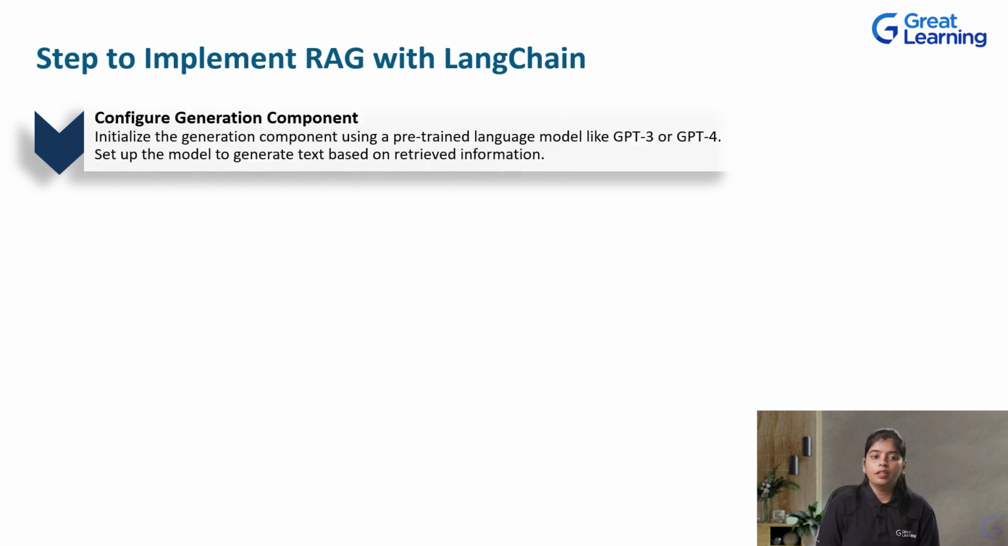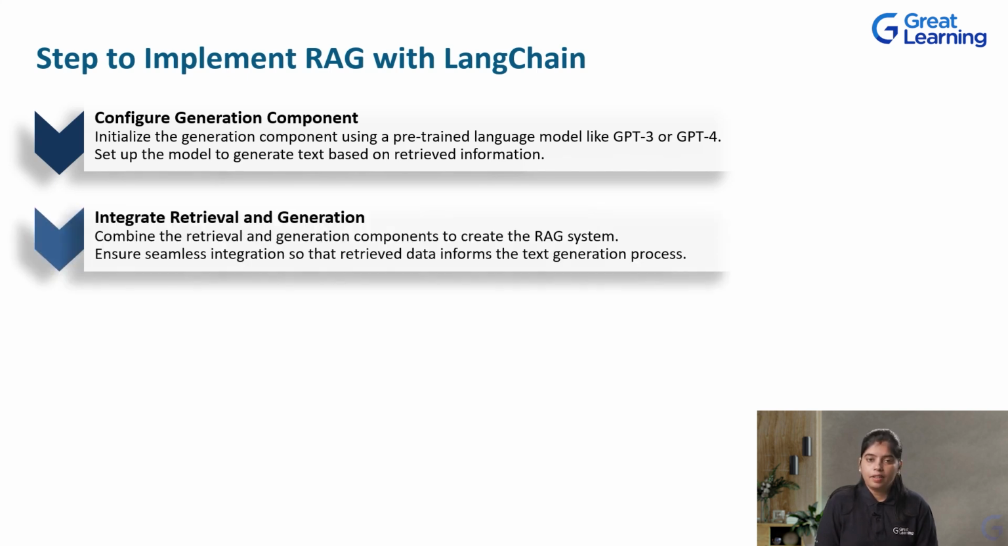And then configure the generation component. After retrieval, of course, the generation component will be there. So you have to initialize that component using a pre-trained language model like GPT-3 or 4. Set up the model to generate text based on the retrieved information. When you set this up, only then will you be able to get the response based on the retrieved information. Then integrate retrieval and generation. Combine both components to create the final RAG system. Ensure seamless integration so that the retrieved data informs the text generation process.